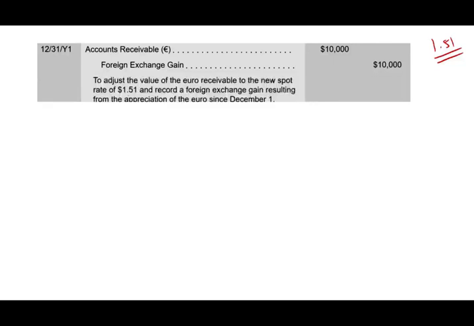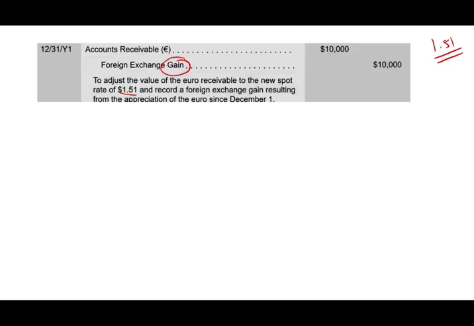Your account receivable will go up and you have a foreign currency gain. Why do you have a foreign currency gain? Because you have a receivable and the exchange rate for your receivable went up. So this is to adjust your account receivable at a spot rate of $1.51. Now remember, if you have a gain of $10,000, you're gonna have to record a corresponding loss.